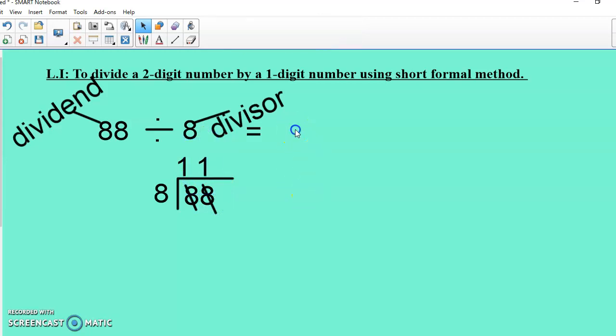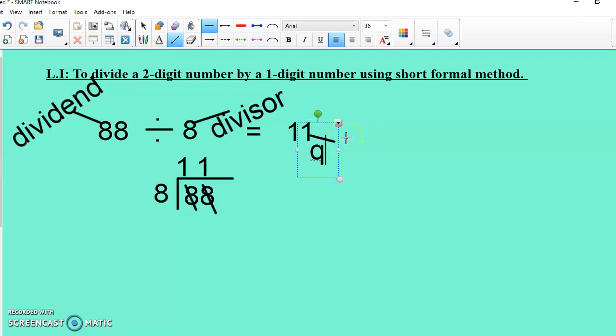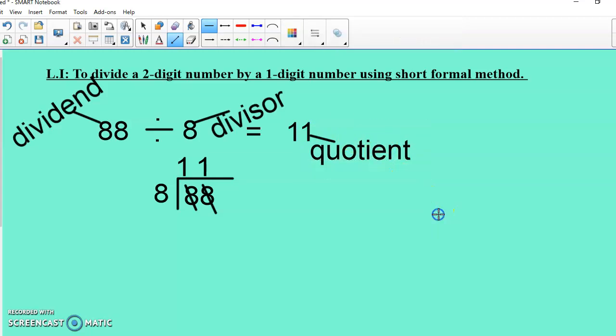So my quotient, which is my answer, for those of us that still use answer, is 11, because 8 goes into 88 11 times. So I'm going to label this so that you know what it's called. This is called your quotient. Okay? So that's how to divide using the short formal method.